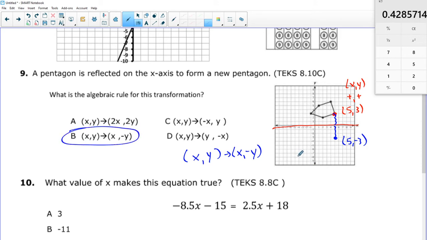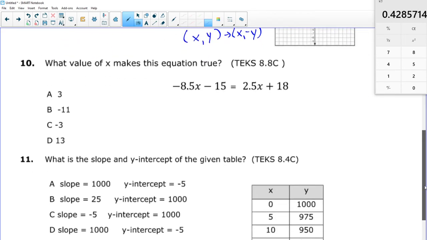And that's it. Okay? So if you ever get stuck on this, just draw or highlight the axis you're going across, pick a point, look at the coordinates, and see what changed. Okay? That's it. All right, what value of x makes this equation true?